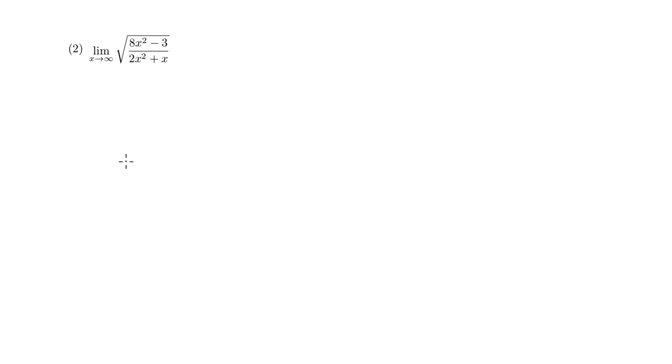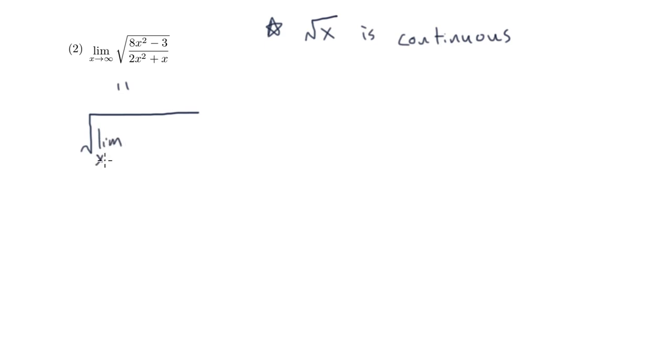Well, this is where we actually use the fact that square root of x is continuous. So what does that really mean? Well, that means for a function, we can actually evaluate the function at a point to find the limit. So basically what this is saying is that we can say this limit is equal to the square root of the limit as x goes to infinity of this rational function we're taking the square root of.